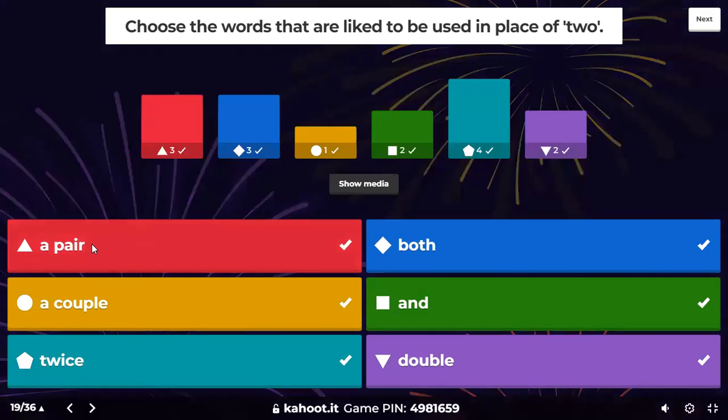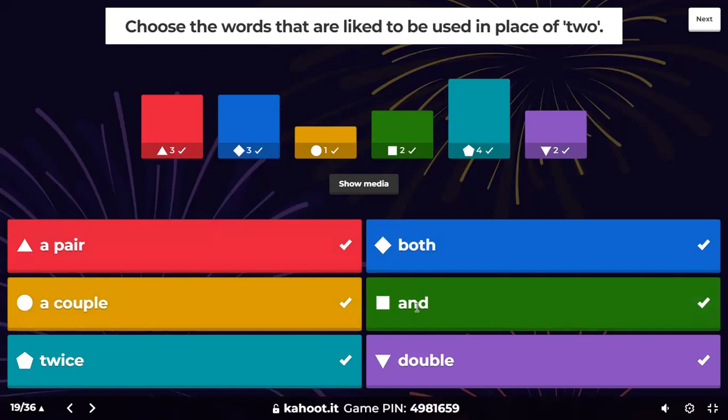Okay, actually a pair means 2. We can say a pair of socks, a pair of shoes, a pair of trousers. It means 2. Both the same thing. A couple, it could mean 2. Now we say the couple went to Paris. The couple means the husband and the wife. So it's 2.